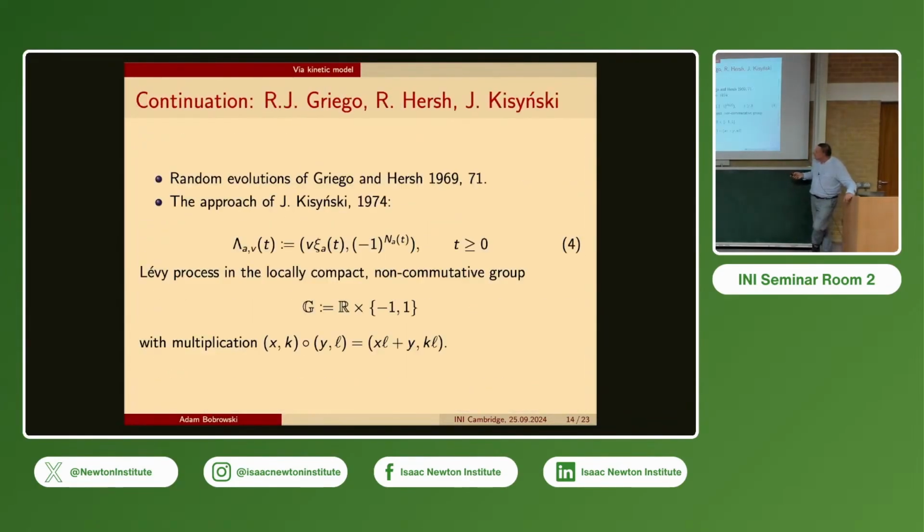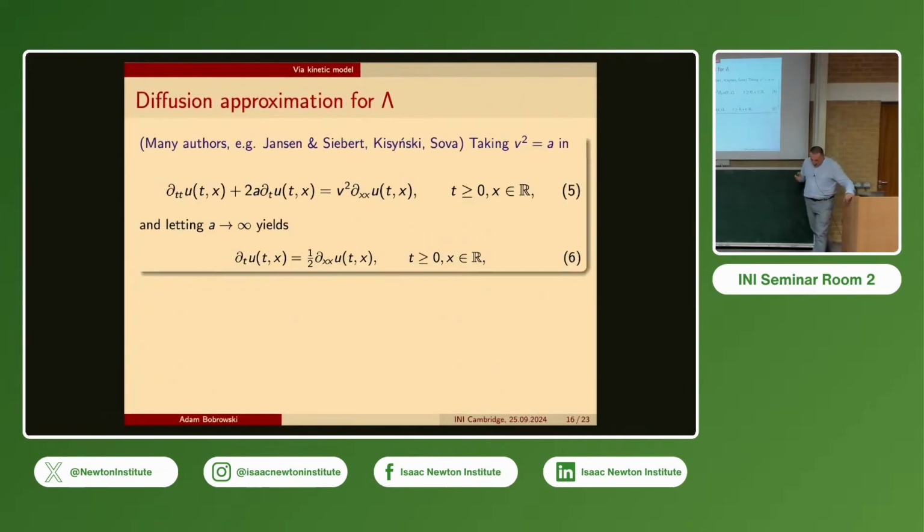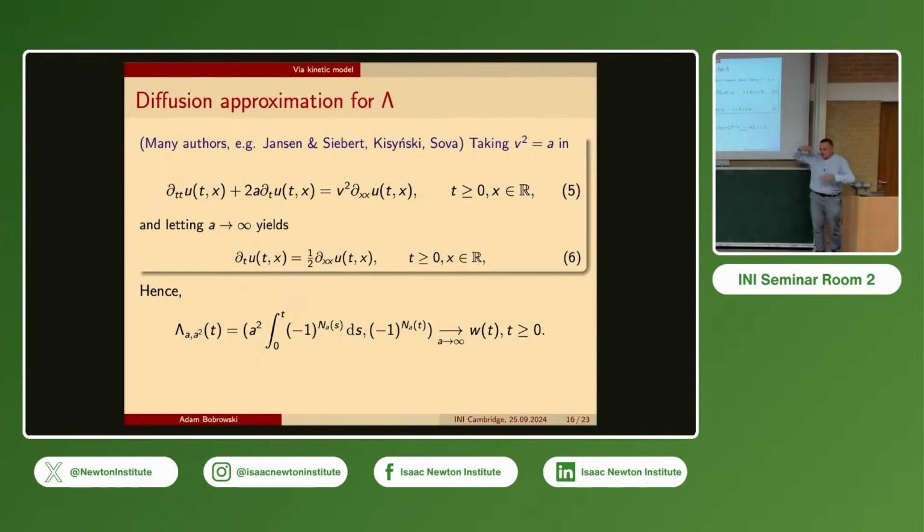Okay. So now let us think about something more about it. If we look again at this telegraph equation, and we take v squared equal to a, and we let a go to infinity, heuristically, in the limit, we will obtain the diffusion equation. And you can make it precise. You can prove a formal theorem saying that this process, this Levy process, if you scale it appropriately, in the limit you will obtain a Brownian motion.